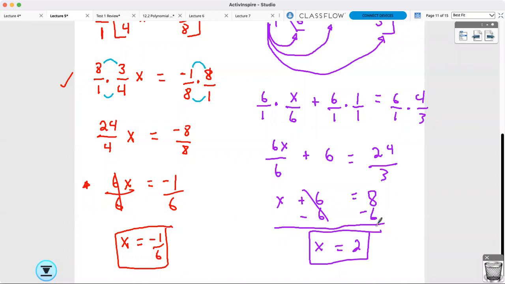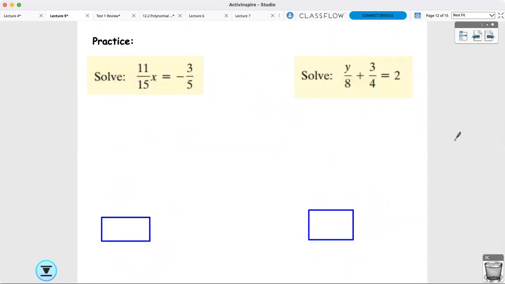Any questions so far? All right. Here are some practice problems for you to try out. We'll go ahead and give you guys 3 minutes. Good luck. I'll add more time if you need it.